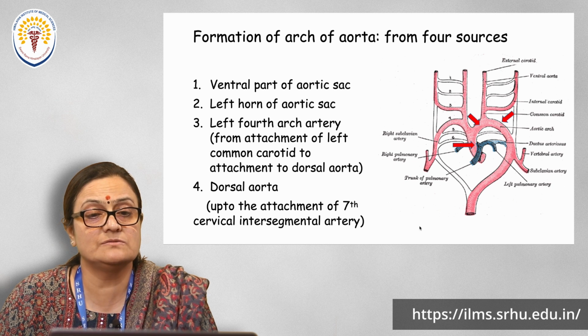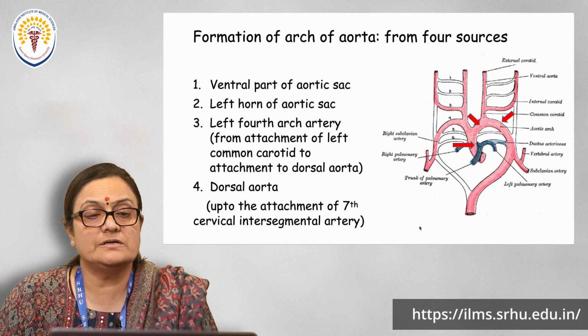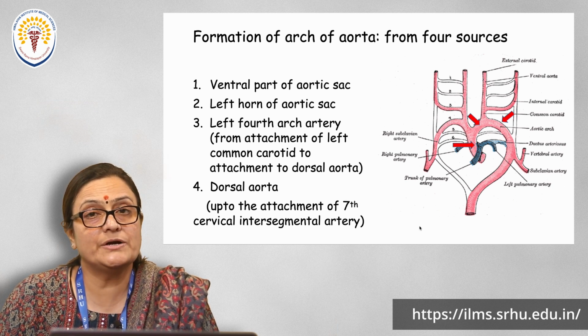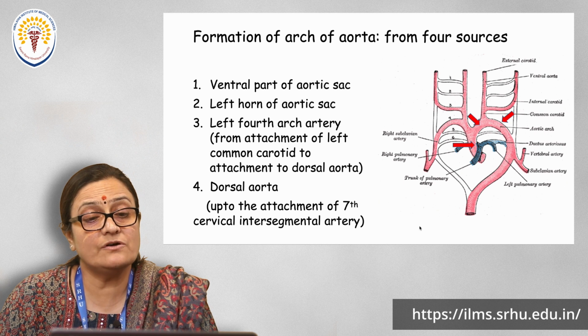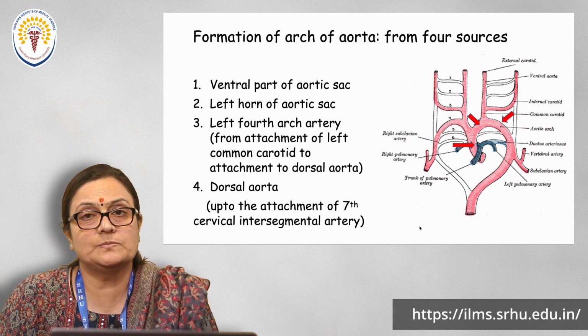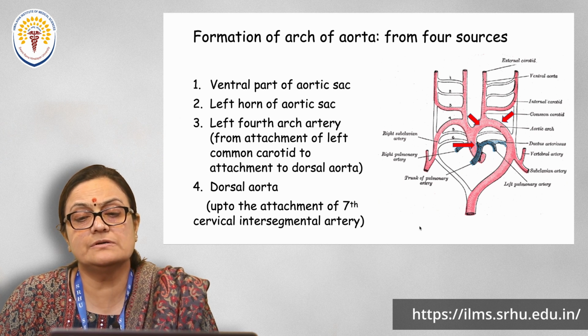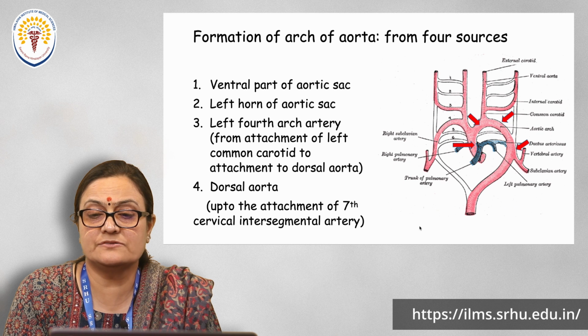Now, this is a very, very important question, because it is an important vessel in our body. So, we can enumerate again. The first part, the ventral part of the aortic sac; the second part, the left horn of the aortic sac; the third part, the left fourth arch artery, but from where to where? From the attachment of the left common carotid up to the attachment of the dorsal aorta. And the fourth part is the dorsal aorta itself, but till where? Till the attachment of the 7th cervical intersegmental artery. So, again, if you remember the figure, you will be easily able to decode it. Rather than mugging up the points, always remember to keep the figure in your mind. So, this part is the fourth contribution.